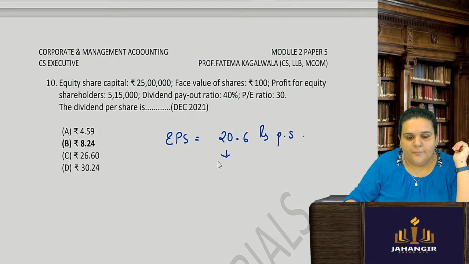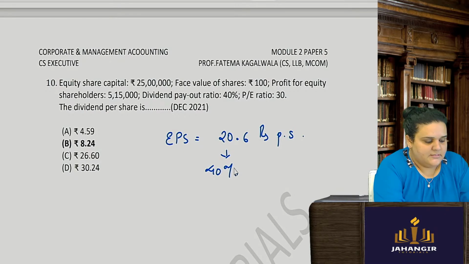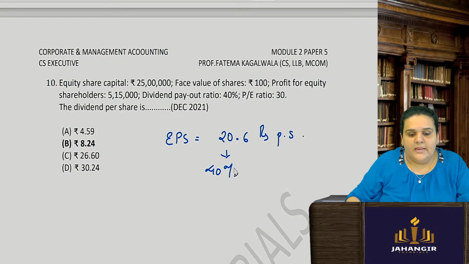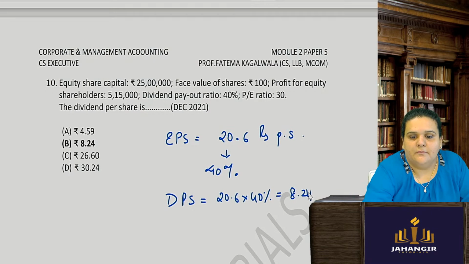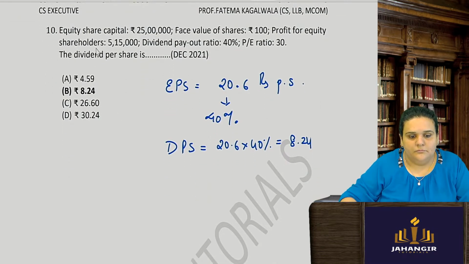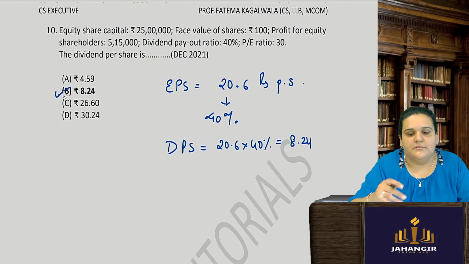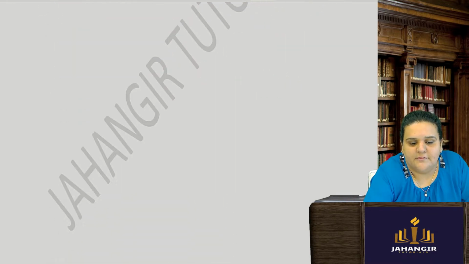Okay, dividend payout percentage is given to me as 40%. So 20.6 into 40%, dividend per share will be equal to 20.6 into 40%, which will be equal to 8.24 per share. Same sum it is, continue, but they are asking dividend per share.